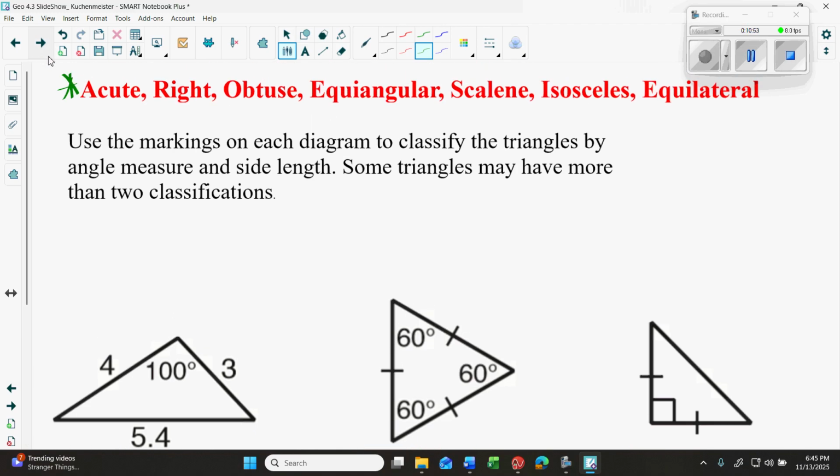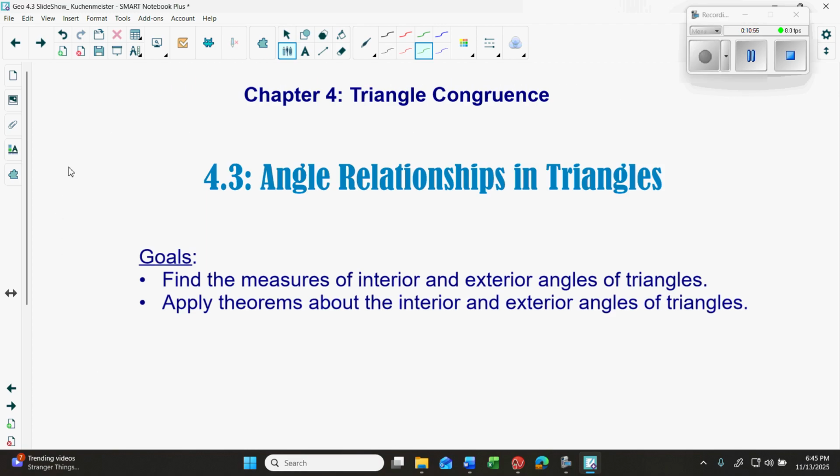Hopefully that made sense. All right, now we're going to move on to section 4.3, which talks about angle relationships and triangles. Our goals are to find the measures of interior and exterior angles, and to apply theorems about interior and exterior angles of triangles. We're going to bring back some proofs here, not a ton, just one or two. And then we're also going to talk about some corollaries, which we'll explain in a bit. But let's go ahead. This is all about our angles in triangles.